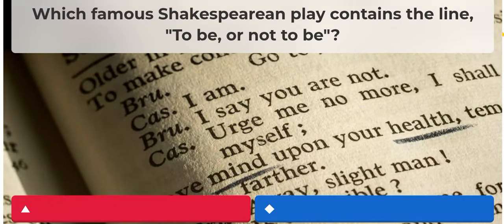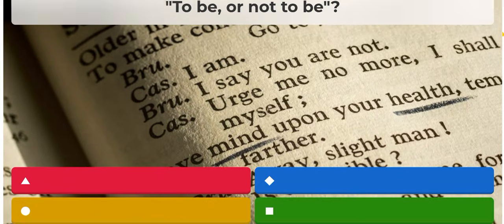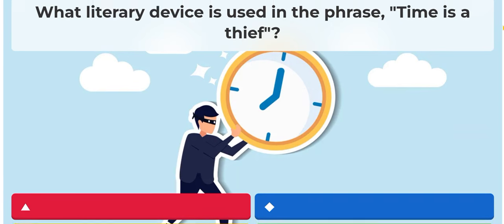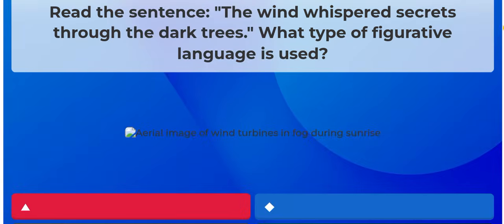Which famous Shakespearean play contains the line "to be or not to be"? What literary device is used in the phrase "time is a thief"? Read the sentence. The wind whispered secrets through the dark trees. What type of figurative language is used?